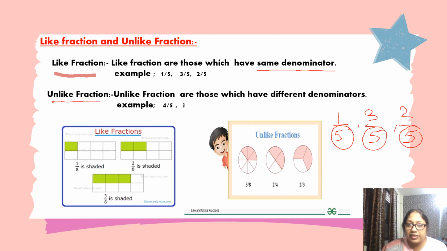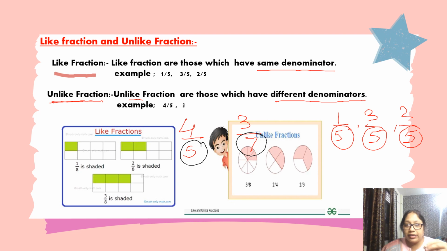Now next is unlike fractions. Unlike fractions are those which have different denominators. जिनके different denominators होंगे, अलग अलग होंगे, unlike means match नहीं होंगे, are called unlike fractions. For example, 4/5, 3/7, 5 and 7. Both denominators are different. दोनों ही different हैं. So this set of fractions is unlike fractions. Easy.